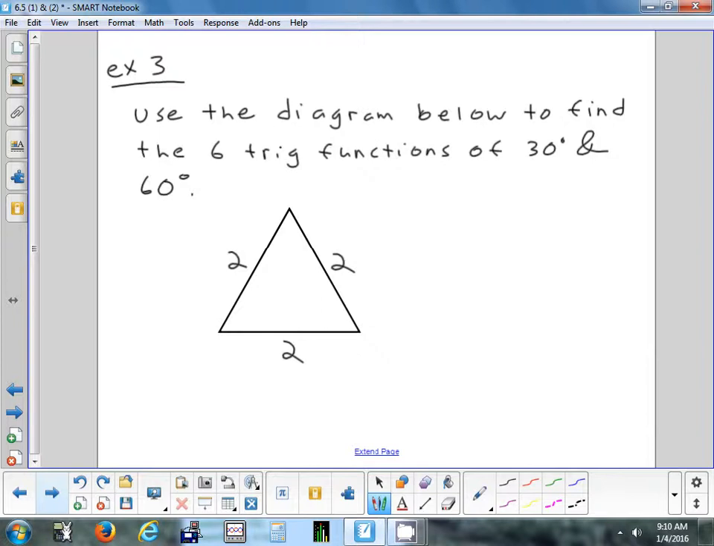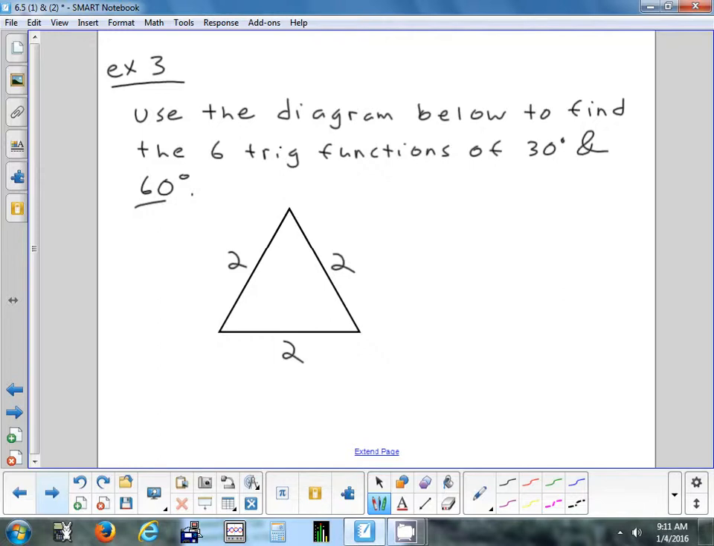How come? What do we know about the angles in an equilateral triangle? They're all the same. So what does that mean? All the sides are the same. Do I know anything more specific about the angles? They're all 60. That's why I decided to use an equilateral triangle.